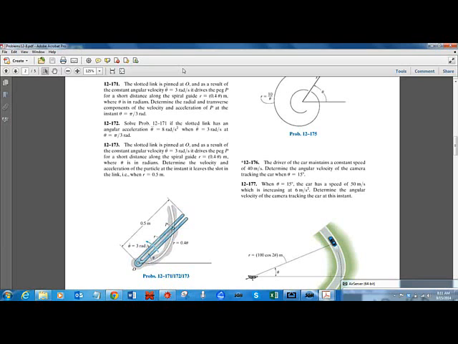theta dot, which drives the peg. They want to know the velocity and the acceleration of P at the instant. Okay, should I start with the acceleration?